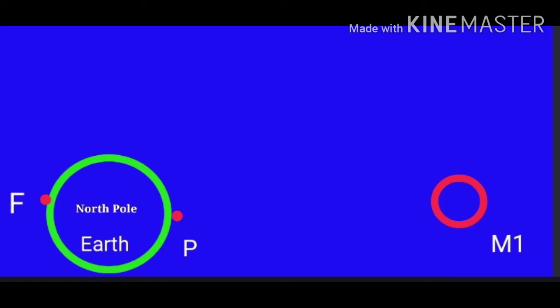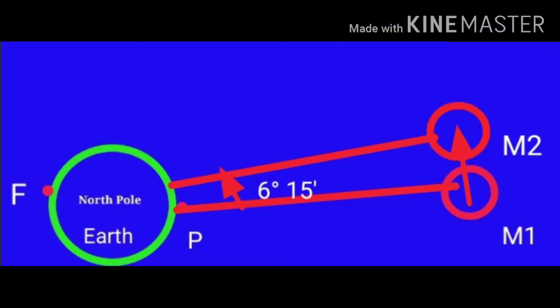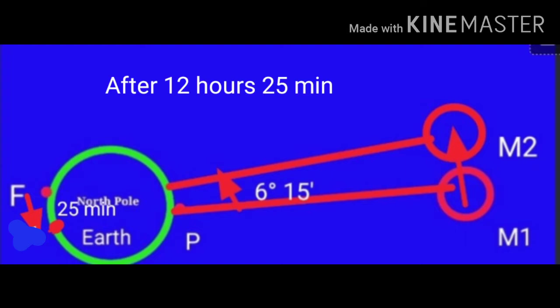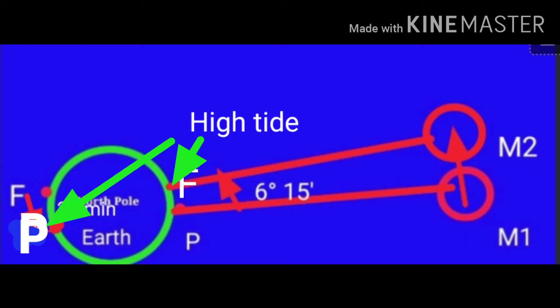Point F will not experience the same high tide because in the meanwhile the moon also would have moved a little ahead, that is approximately 6 degree 15 minutes. Hence, it will take 25 minutes more for the point F to come to the position opposite to the moon. After 12 hours 25 minutes, point F will arrive opposite to the moon and it will experience high tide.